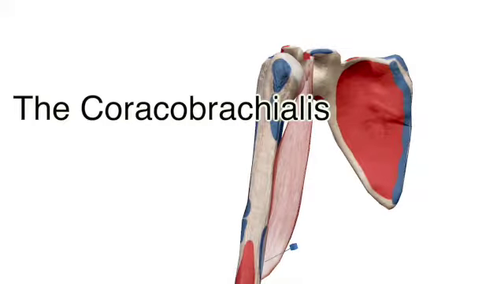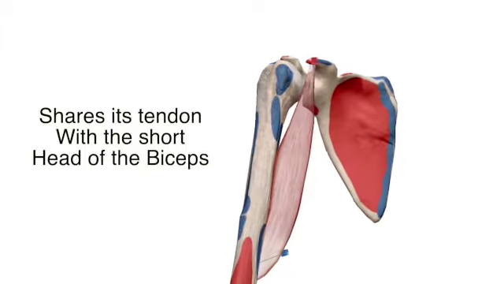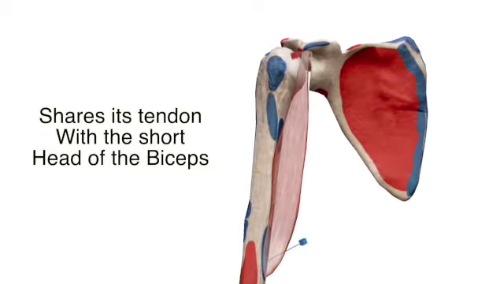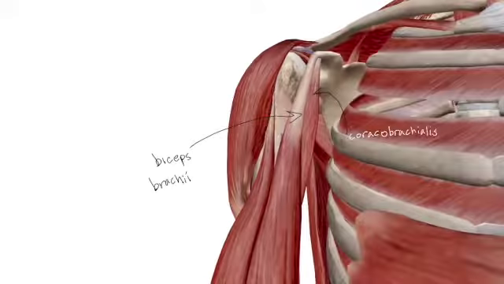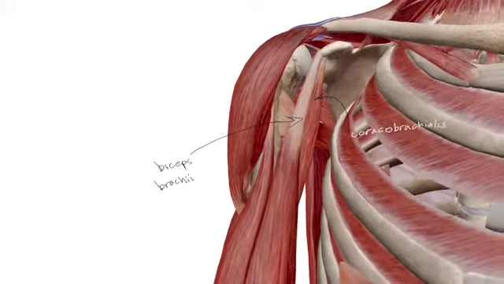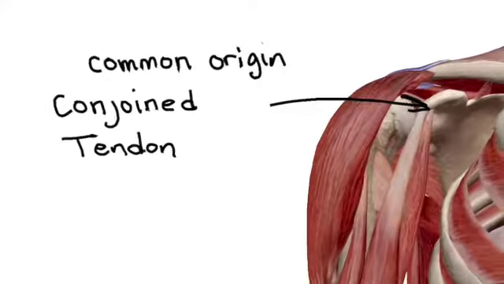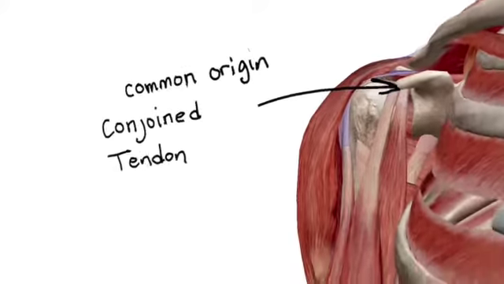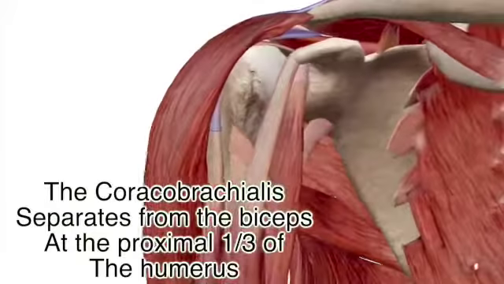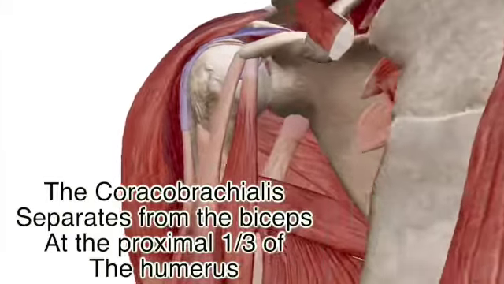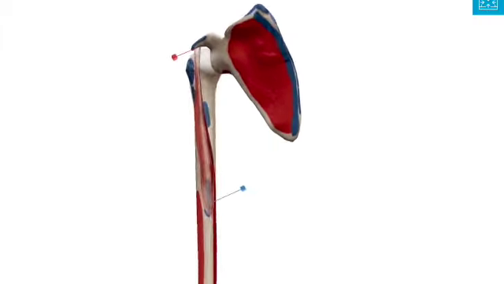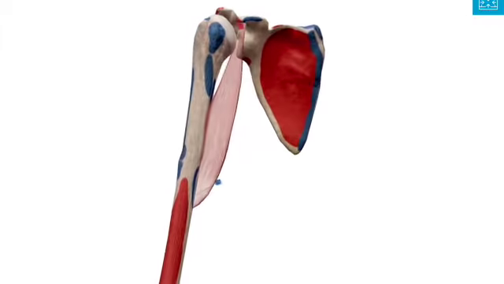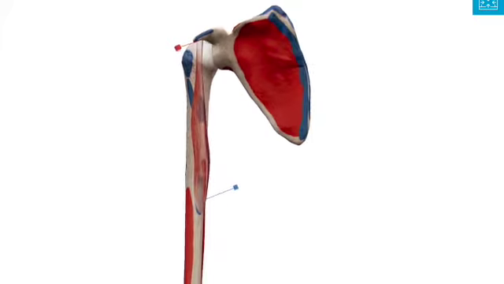Coracobrachialis. It originates from the apex of the coracoid process and shares its tendon with the short head of the biceps. Therefore, this common origin is sometimes called the conjoined tendon. The coracobrachialis separates from the biceps at the proximal third of the humerus. It attaches on the anteromedial aspect of the upper third of the humerus. The bursa for the coracobrachialis muscle is interposed between the coracobrachialis and the subscapularis, which lies beneath.